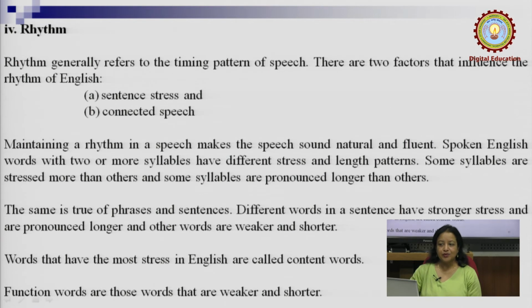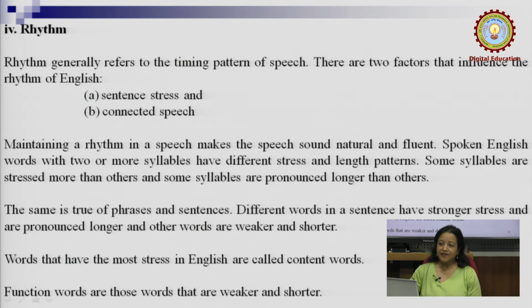Spoken English words with 2 or more syllables have different stress and length patterns. Some syllables are stressed more than others and some syllables are pronounced longer than others. The same is true of phrases and sentences. Different words in a sentence have longer stress and are pronounced longer, and other words are weaker and shorter.